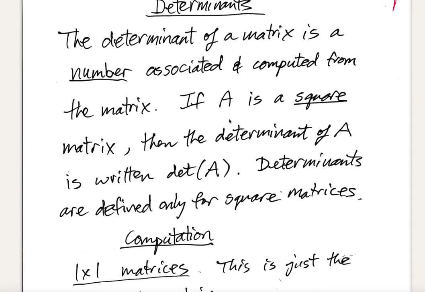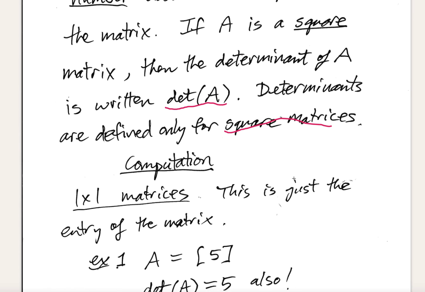If A is a square matrix, then the determinant of A is sometimes written this way, det of A. Sometimes people will include the parentheses, sometimes they won't. I will usually include the parentheses after the det, so that just stands for the determinant of A. Again, I emphasize they're only defined for what? Square matrices.